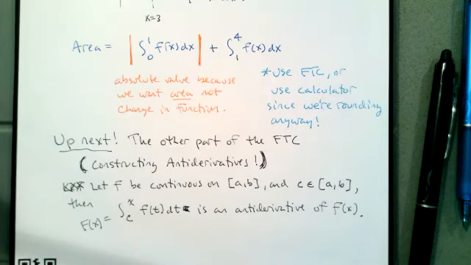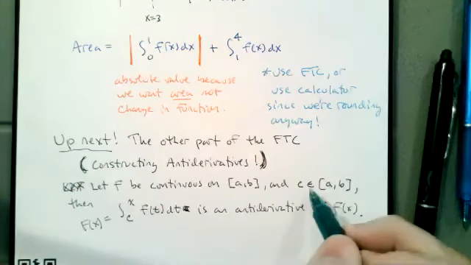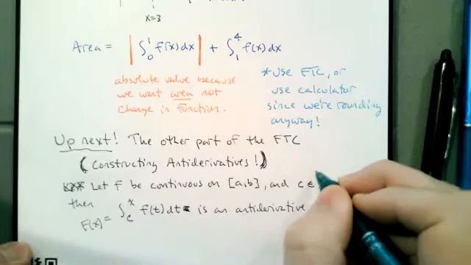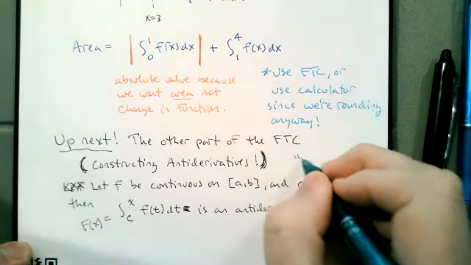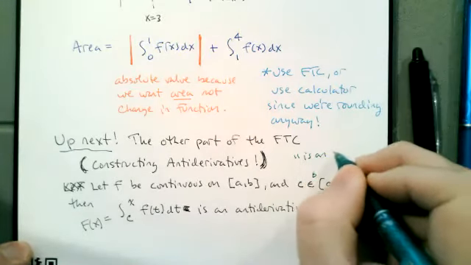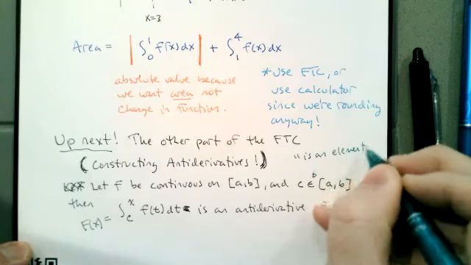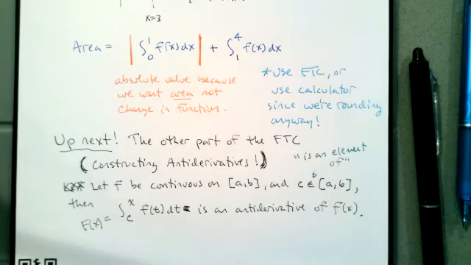Professor, what's that element symbol next to AB? Is that, sorry, I didn't catch. C is an element of. So this is the symbol for is an element of. Okay, thank you.